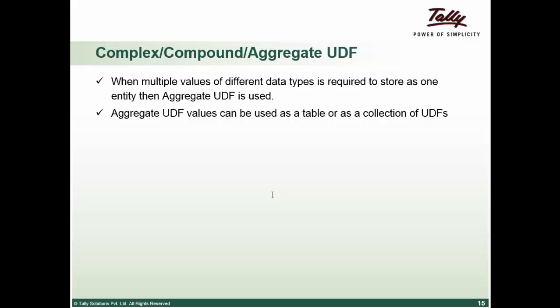Now complex or compound aggregate UDF is used when multiple values of different data types are required to be stored as one entity. For example, when you go to voucher and start pushing values for your stock item, each row is one object where you hold stock item which is of data type string, quantity which is of data type quantity, amount which is of type amount, rate which is of type rate. So these are four different data types that you are holding. Now to hold this entire thing in one container, we require an aggregate UDF. We could use the simple UDF directly if it was a single data type. When we have multiple values of multiple data types, then we need the aggregate UDF.